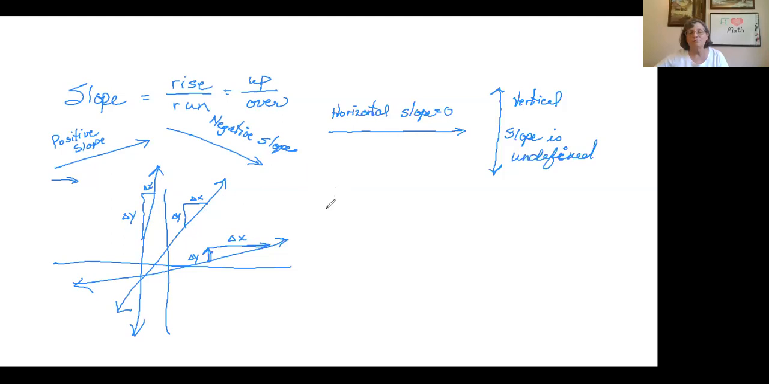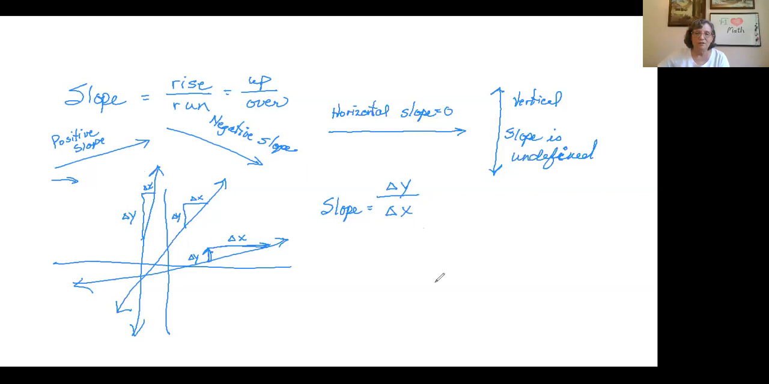So the slope is the ratio between how high it goes up and how far it goes over, and the up part goes on the top of the fraction. So how far you go up to how far you go over, that's why the steeper it is, the bigger the slope is going to be.